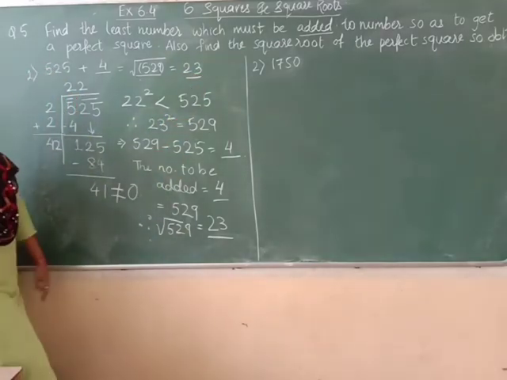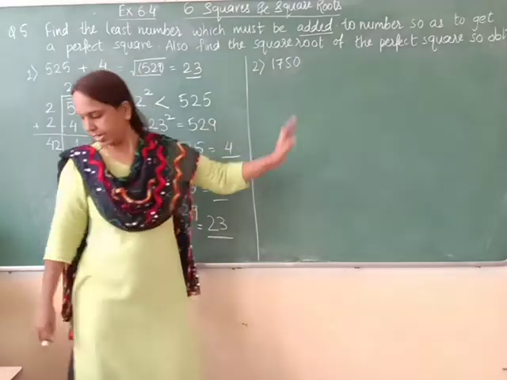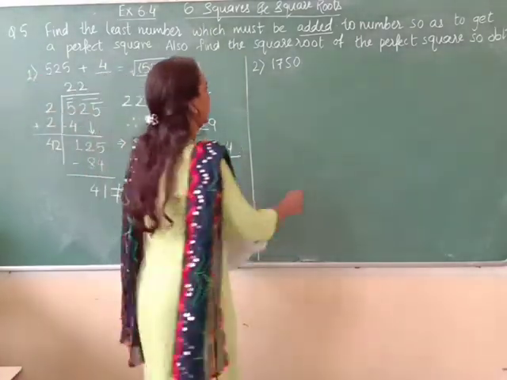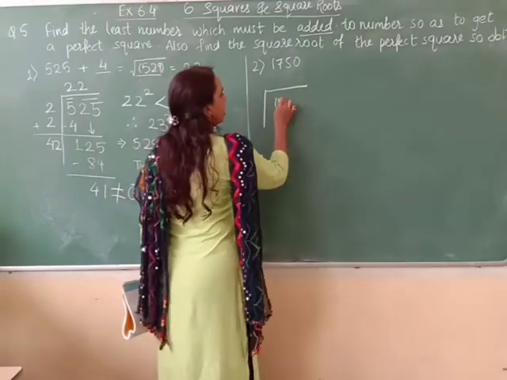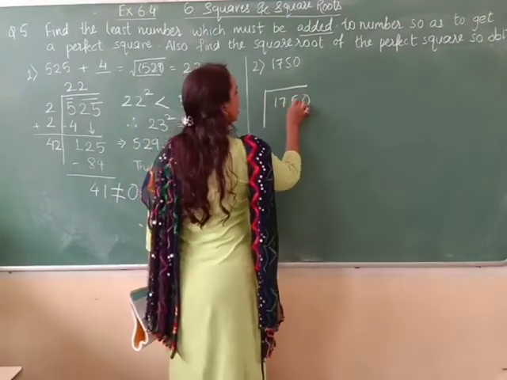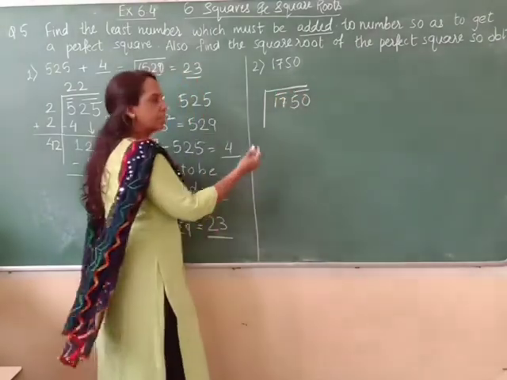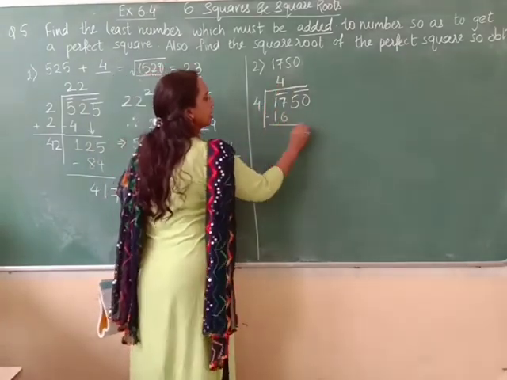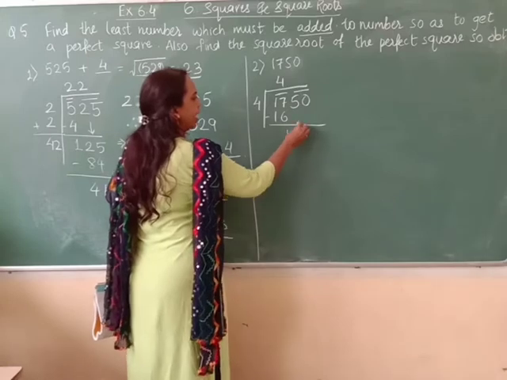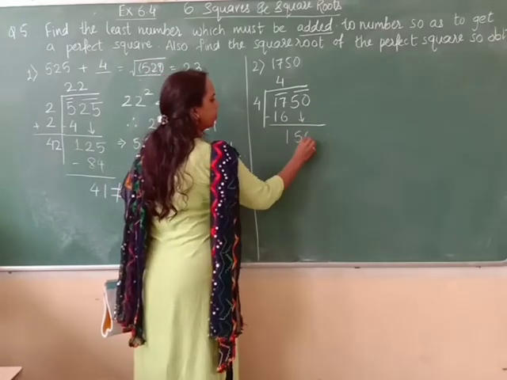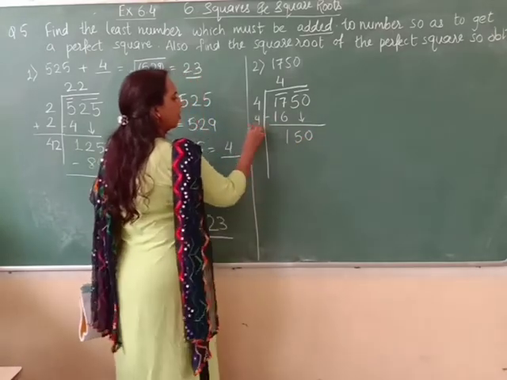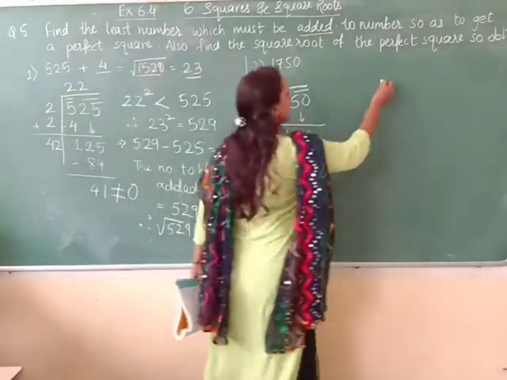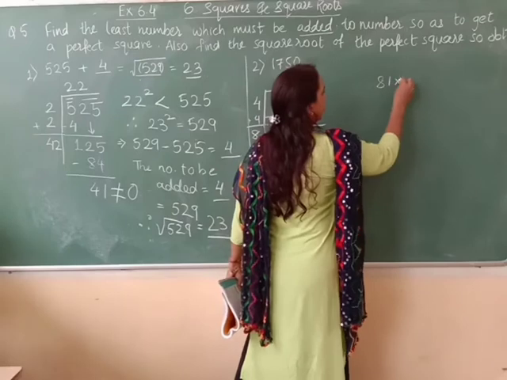Next question, 1750. Again using the long division method, put the bars on the number. The square number here will be 4 into 4, 16. Subtracting 16 we get 1 here, bringing 50 down. 4 plus 4 is 8. Now let us find out the multiplication over here. 81 into 1 is 81.